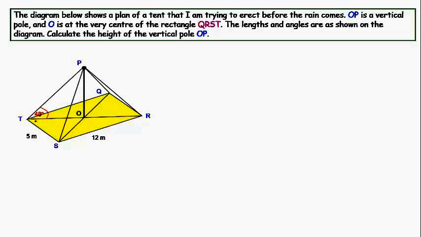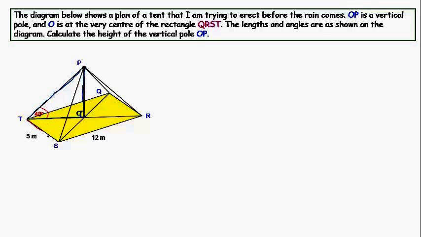So it's sitting at the very center of the rectangle QRST. You can see that the yellow rectangle there is the base of the tent. So we want this length here. And hopefully you can see that I've got a right angle triangle here. However, the only thing that I know is that that angle is 48 degrees. And in order to use trigonometry, I need at least one more side to help me calculate it. So I'm going to have to do 2 steps for this one.